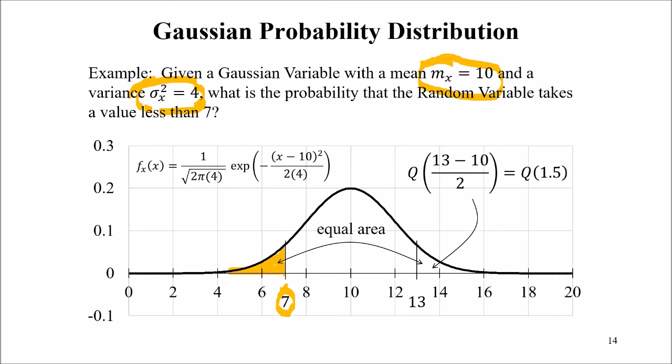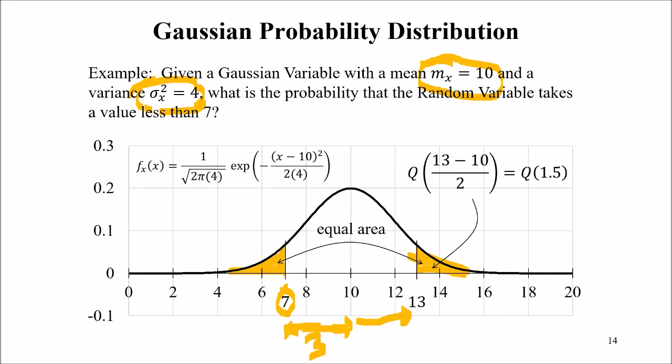But we can take advantage of the symmetry of the curve and see we are 1, 2, 3 units to the left of the mean. So that's 3 units to the left of the mean. If we go 3 units to the right of the mean, we will have an equal area underneath the curve for x greater than 13. So let's use that trick.